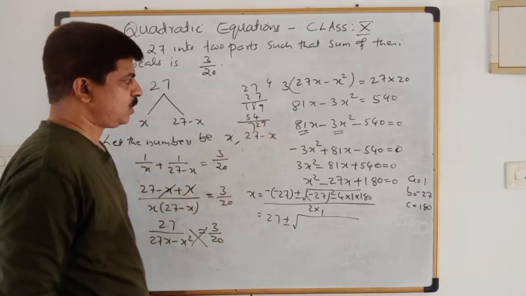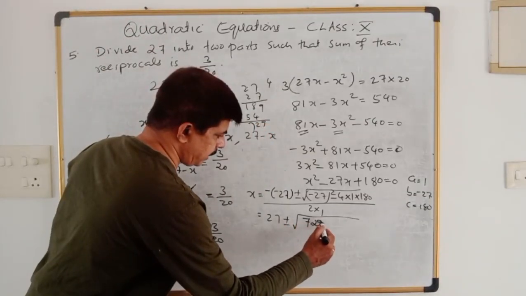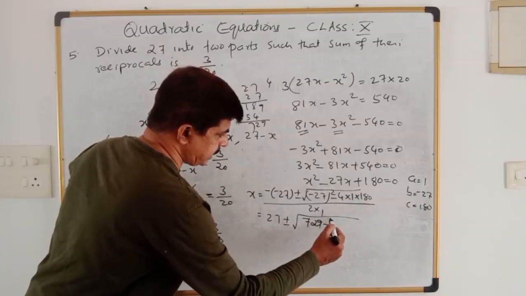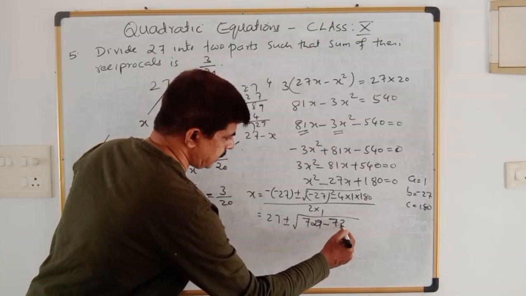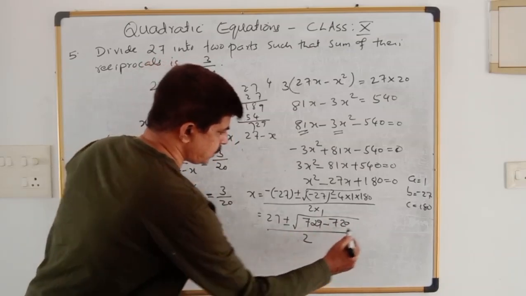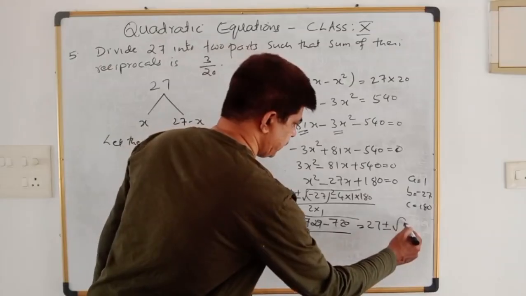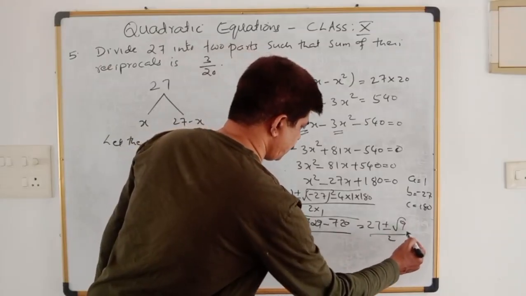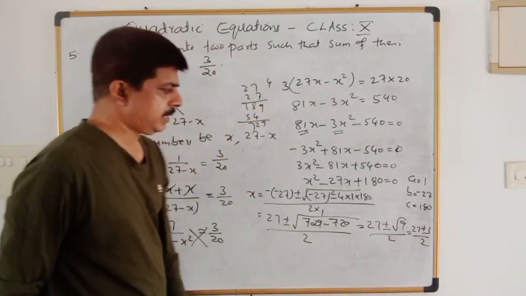Okay, we know that 27 squared is 729. 729 minus 4 into 180. What is 4 into 180? 720. Okay, so 27 plus or minus the square root of 729 minus 720. What is the root of 9 value? 27 plus or minus 3 by 2.